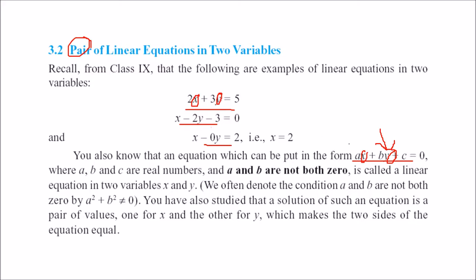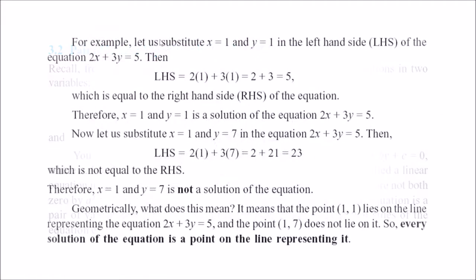And one more thing, a and b cannot be 0. Why? If a is 0, we will be left with by plus c equal to 0. This can be a linear equation if you place it equal to 0, but we will not be able to solve it properly.